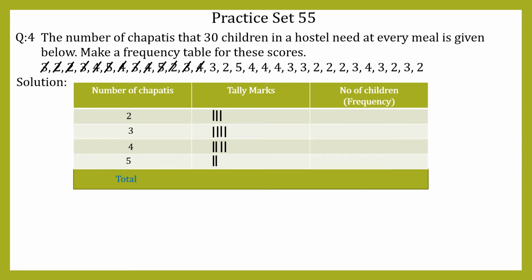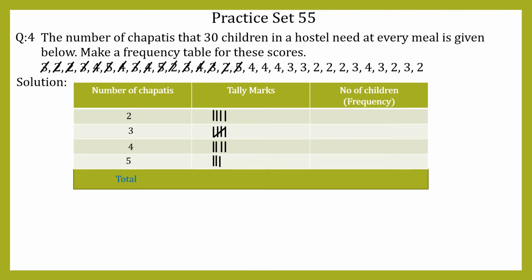Next number is 3. 3 we already had 4 tally marks. So for the 5th tally mark we will use a slanted line. Next number is 2. So you can see a tally mark for 2 and we'll cancel it. Next number is 5. So tally mark for 5 and we'll cancel it.